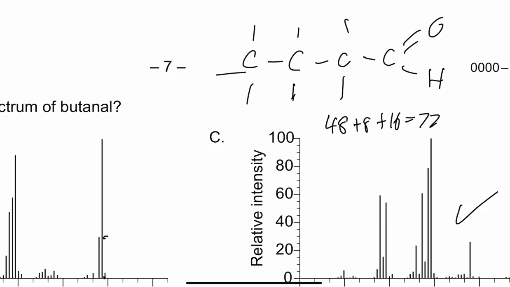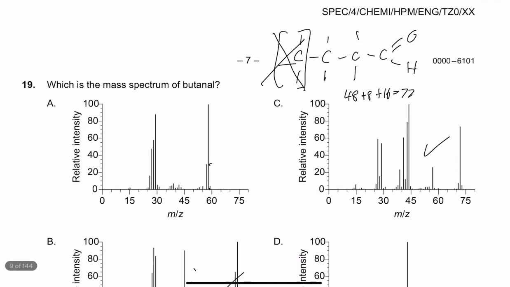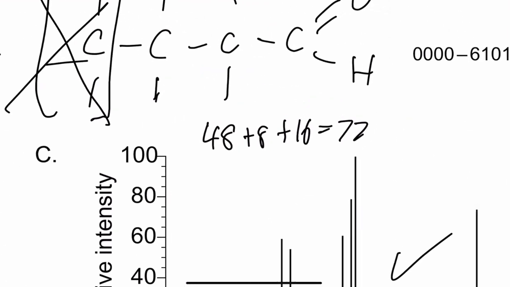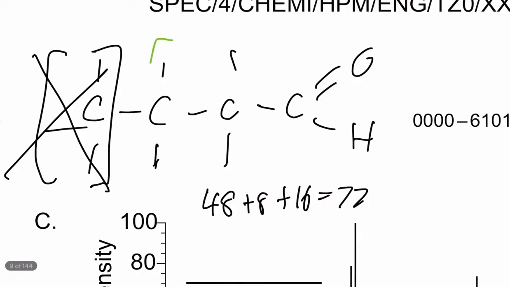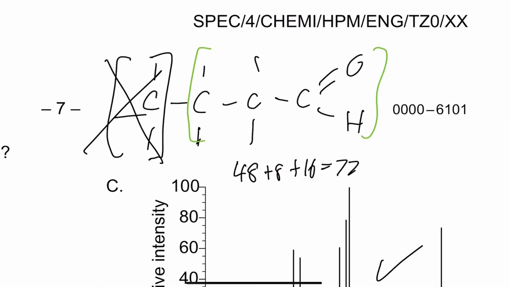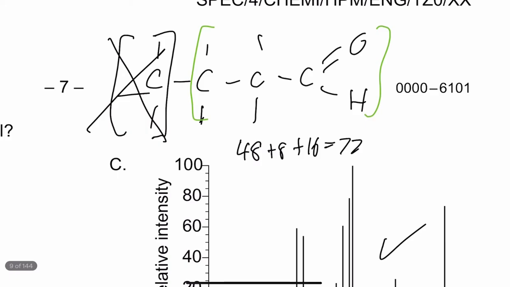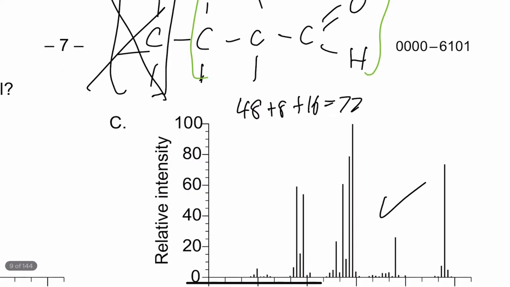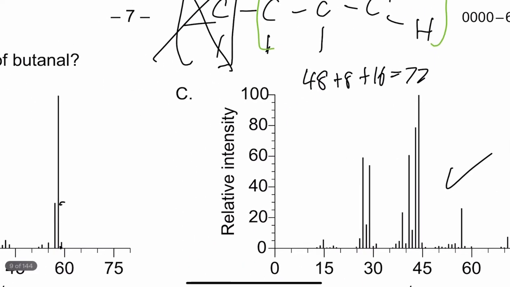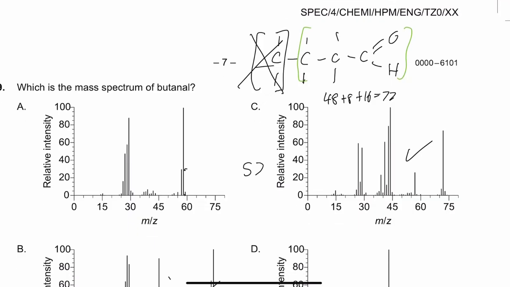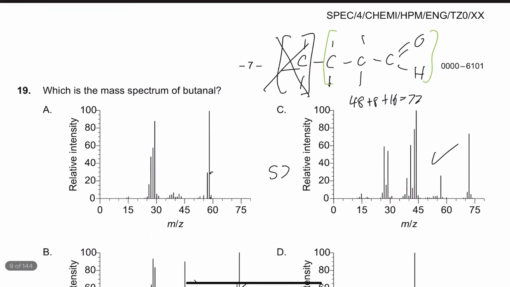So what I'm going to do first is cut off this CH3, remove it from this molecule, and we're left with this. We want to calculate the molar mass of this and see if we can find a peak there. We'll just remove this CH3 fragment. CH3 has a molar mass of 15, so we subtract 15 from 72. That gives us 57. We're looking for a peak at 57 for this fragment.